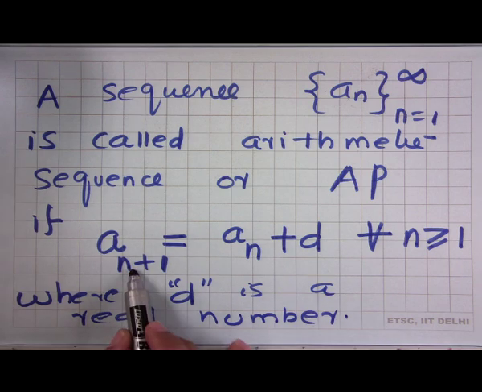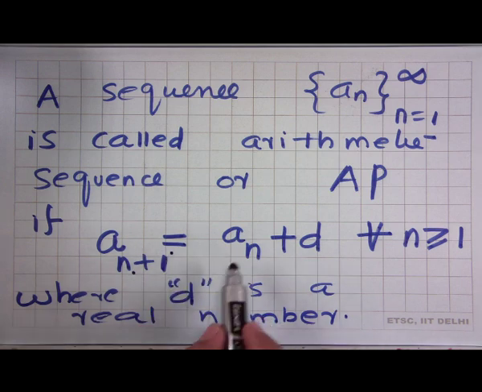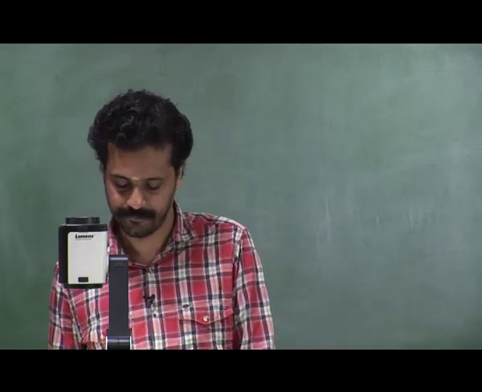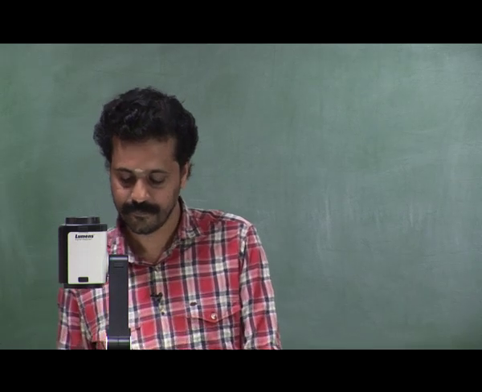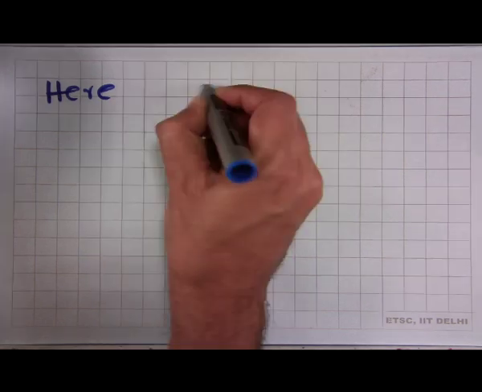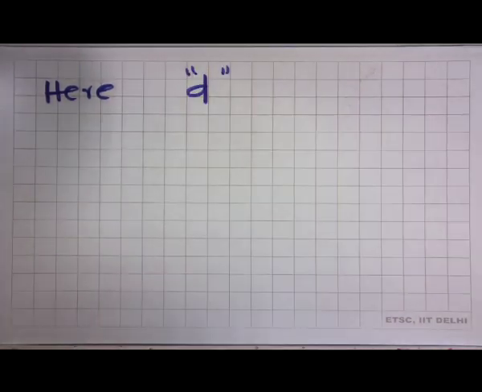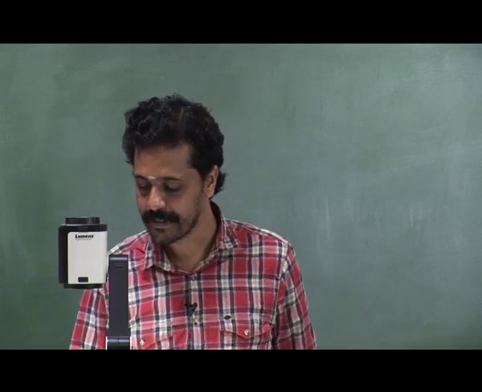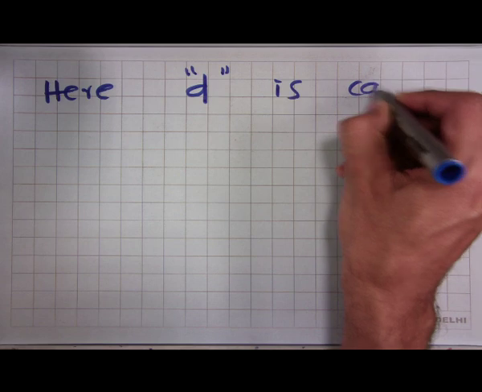The n plus 1th term is obtained from the nth term by just adding d. This is true for every n. So, the second term is the first term plus d, the third term is the second term plus d, and so on, where that d remains the same. Here d, which is the constant difference between two consecutive terms, is called the common difference.